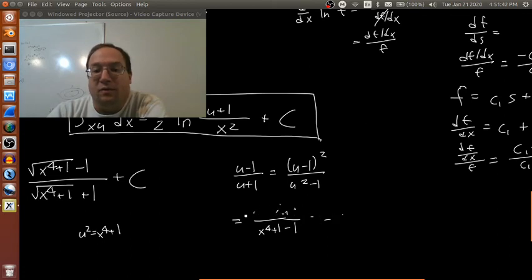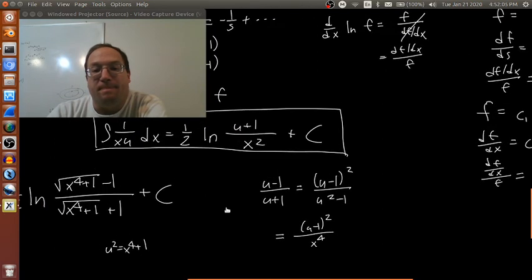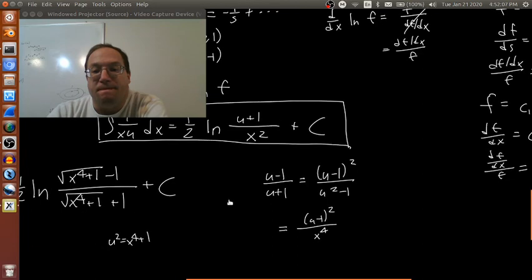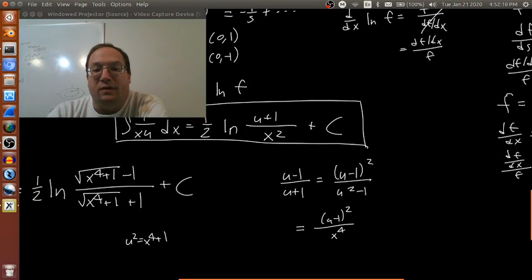Well, actually, let's not do that. Let's just do this. Get rid of all this. U squared minus 1 is x to the 4th plus 1 minus 1. So this is x to the 4th, u minus 1 squared. It looks like we got a square. Basically, this is like a square root. It looks like we're off by a sign and a square.